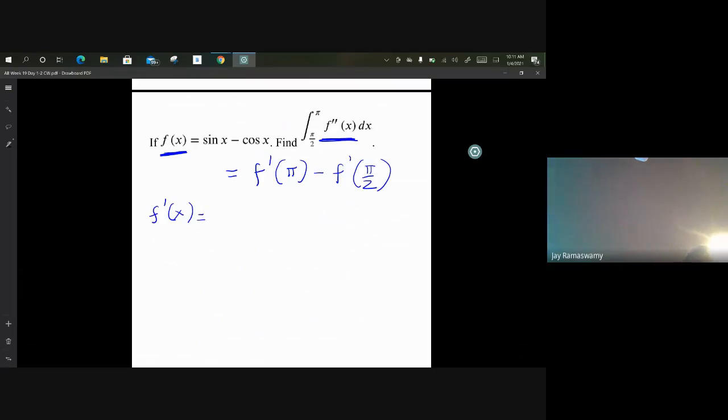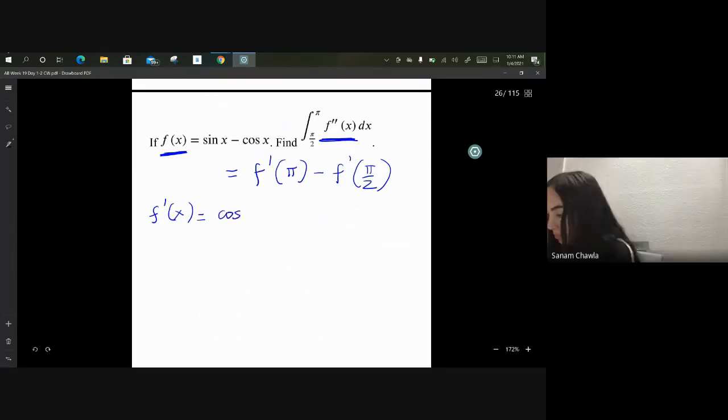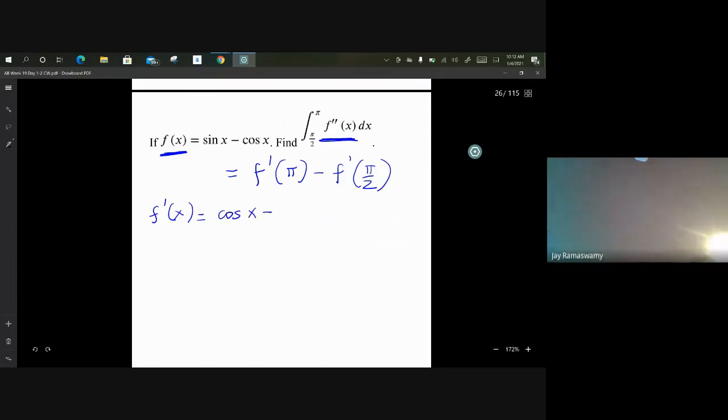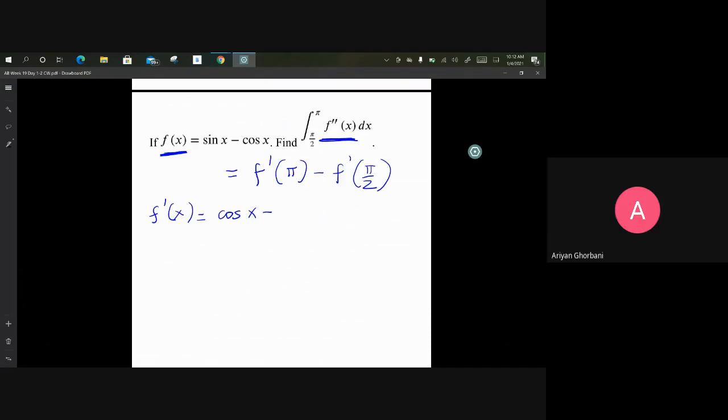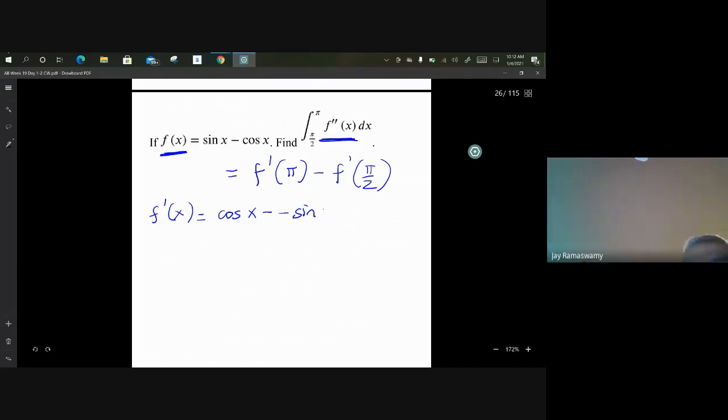Repeat, we're doing slopes, not integrals. What's the slope of sine x? Cos x. Minus, what's the slope of cos x? Negative sin x. Absolute last step. Can I now plug in f dash of pi and f dash of pi over 2 and then subtract them? Yes.